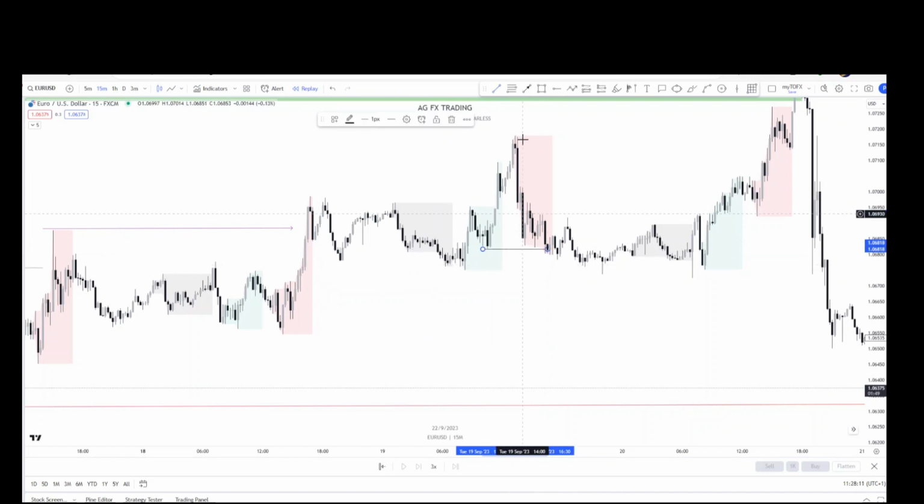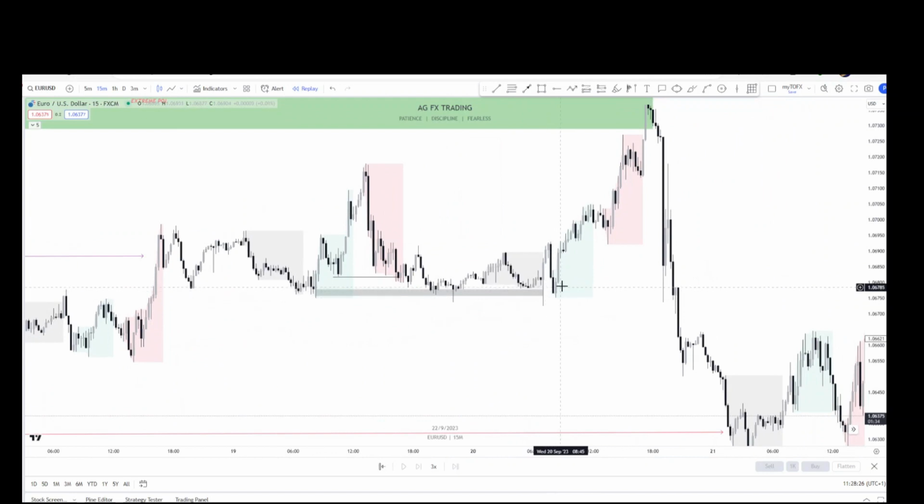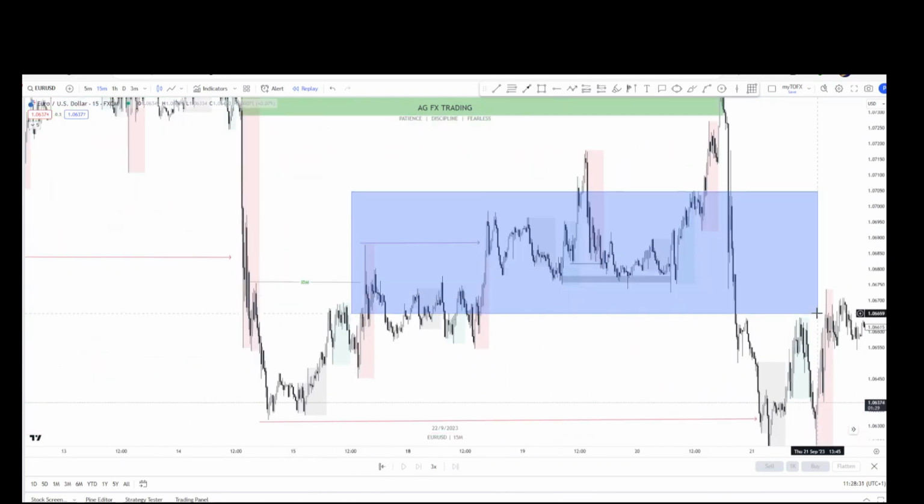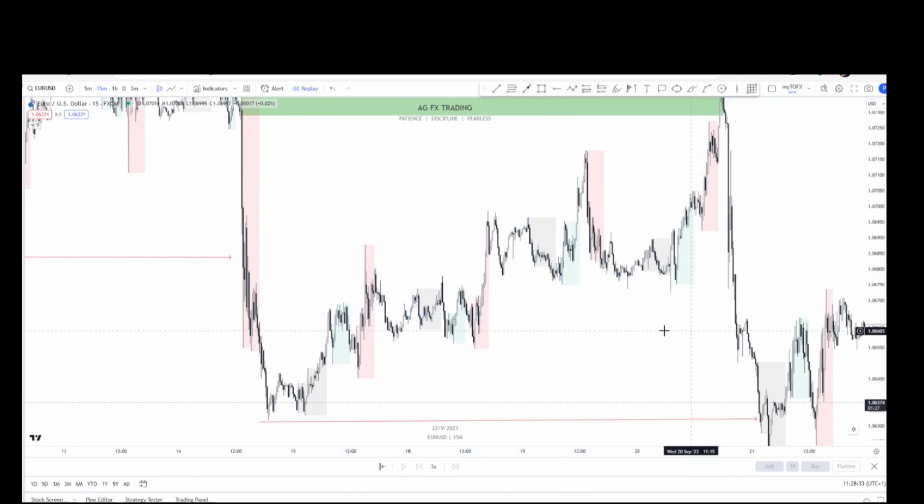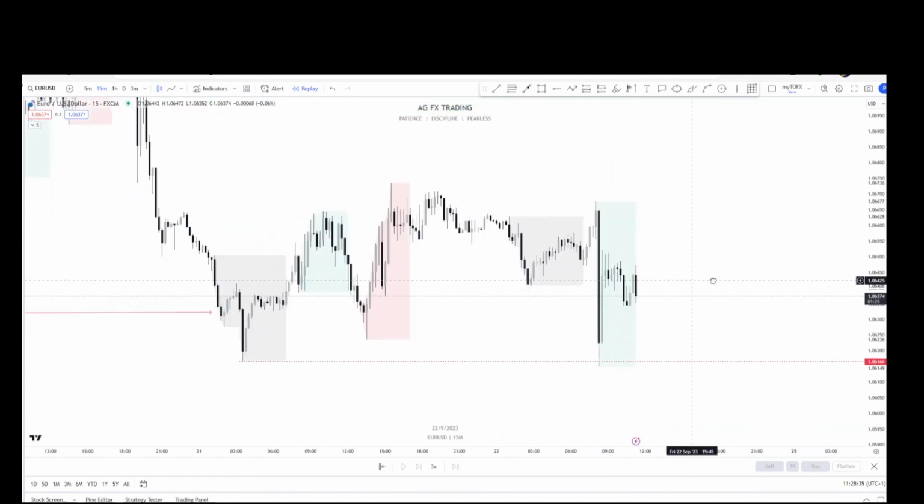This is our inducement. This is our extreme unmitigated wick. So all this happens to sweep the extreme. It did not close below this 15 minute time frame. So you could have taken a buy here to fill the extreme. That's about that. So same thing coming to this level now.